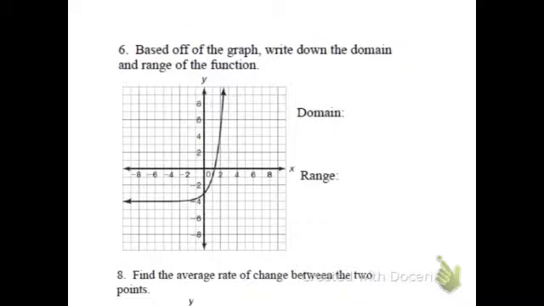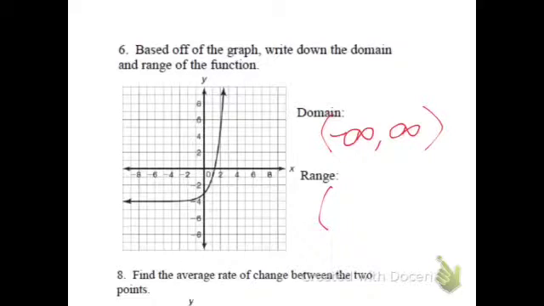Alright, moving on to the next section of our test here. This is number 6 on the second page. Based on the graph, write down the domain and range. So the domain is the x values. How far to the right? How far to the left? Well, this graph goes left and right forever. So it's going to go all the way to negative infinity on the left and positive infinity on the right. Ta-da! Domain is done.